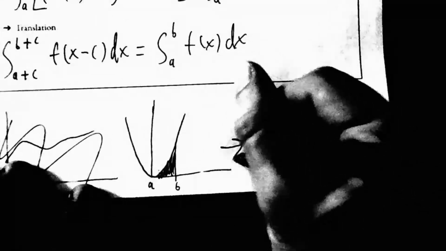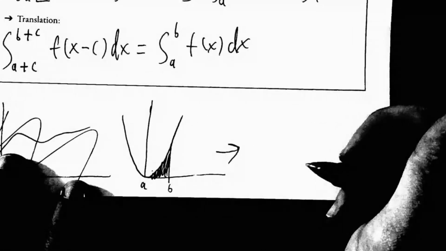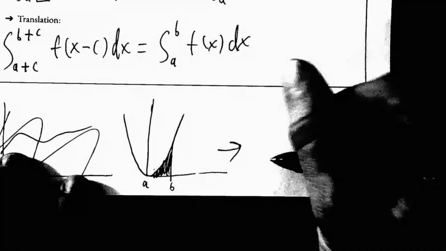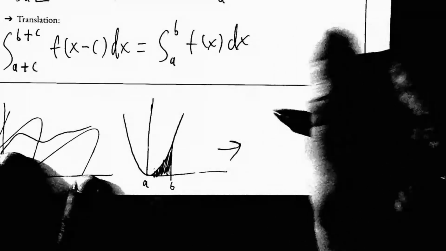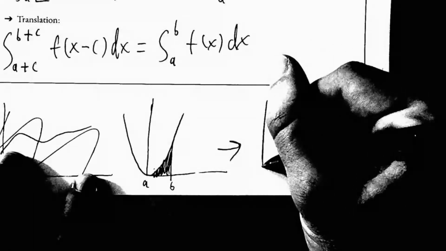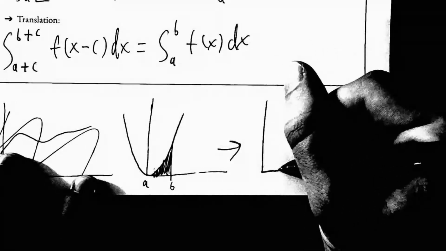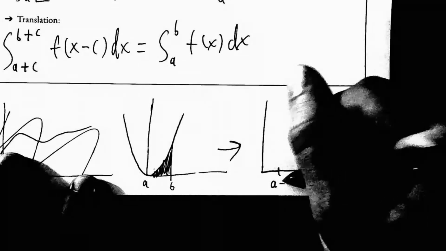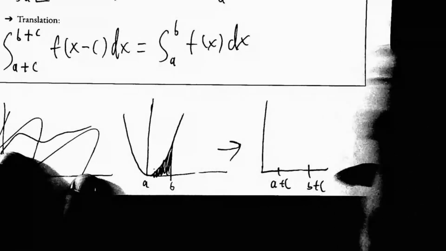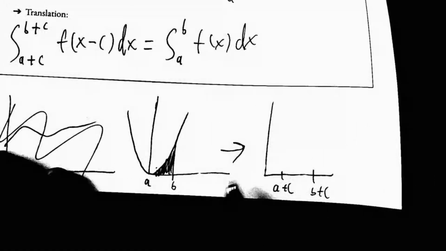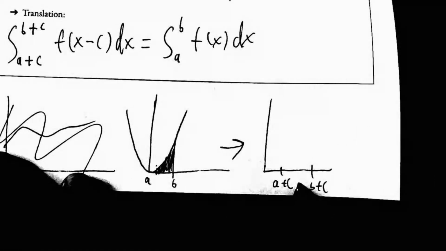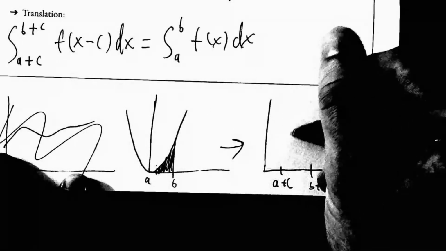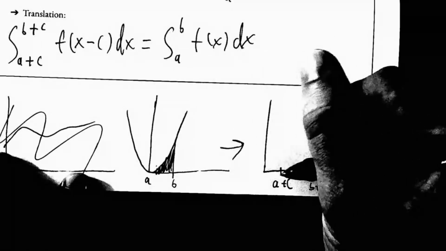If I translate my interval, so instead of a and b, let's write a new one. Let's say I want to find it at this here and here. So this is a plus c and b plus c. I just shifted those bounds over. And if I drew it the same, that would be a different area.